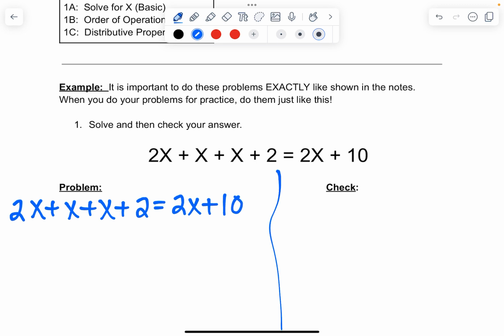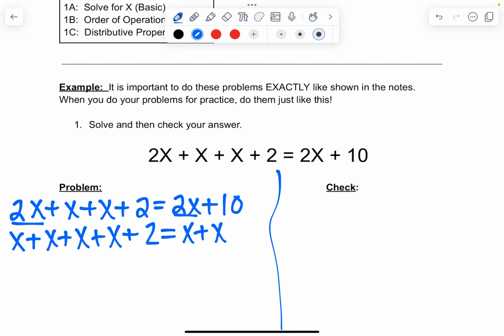And now what we're going to do is we're going to expand. So you're going to notice there's two x's here. So I'm going to do x plus x, and then I've got my x, another x, plus 2 equals, I've got 2x here, x plus 10. All right, and then yesterday we learned that we can take away some x's.